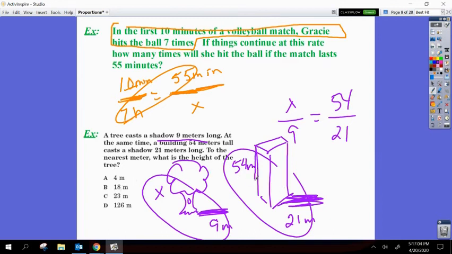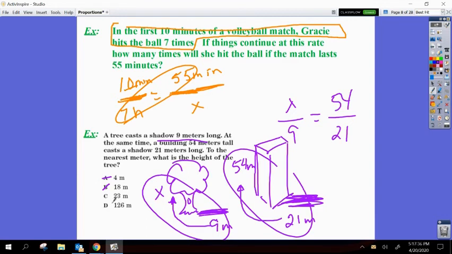Do you notice how the building is taller than the shadow? That means the tree has to be longer than the shadow. So could the answer be 4? No, because that's shorter than the shadow. You also might notice that 21 to 54 is a little more than double, right? If I double 21, it'd be 42, which is a little short. So if I double this, it'd be 18. I want to be a little bit more than 18. Well, this is exactly 18, so that's not enough. 23 fits, but let's check our other answer.